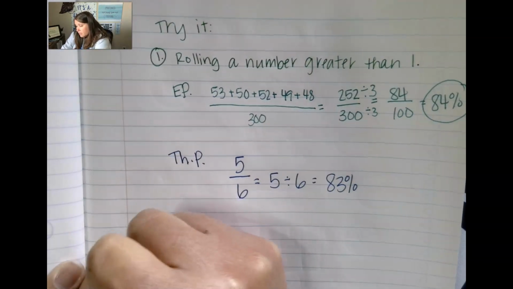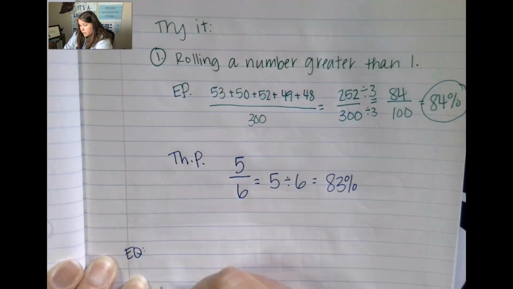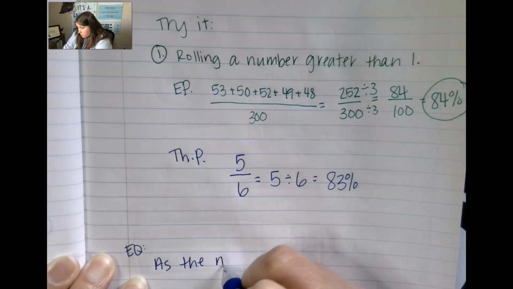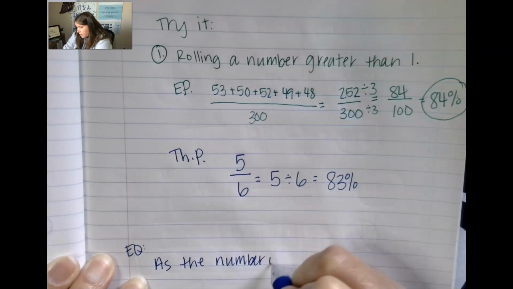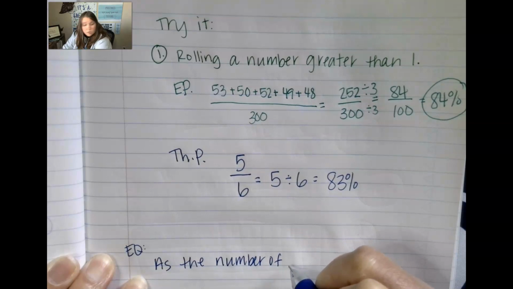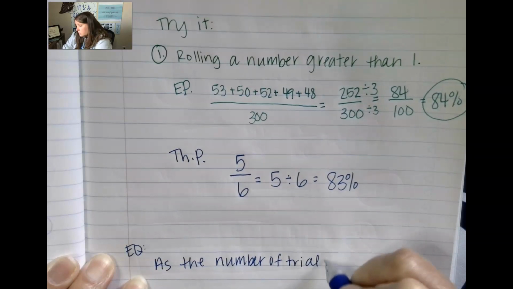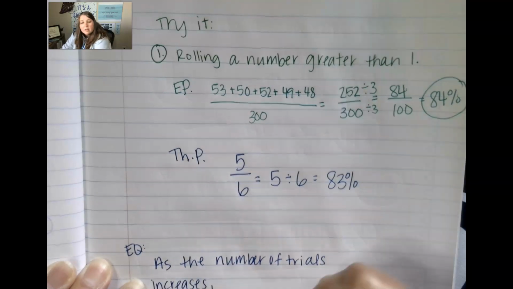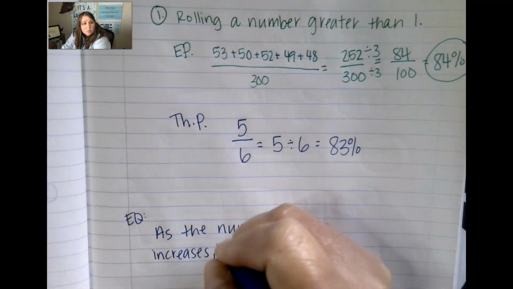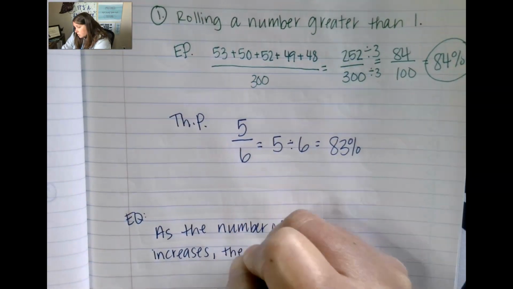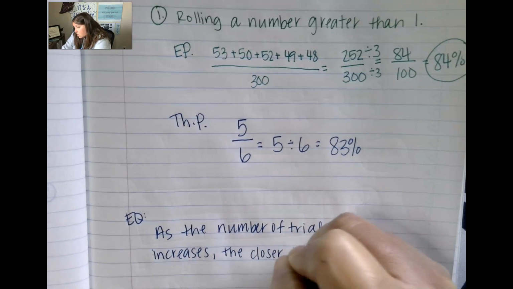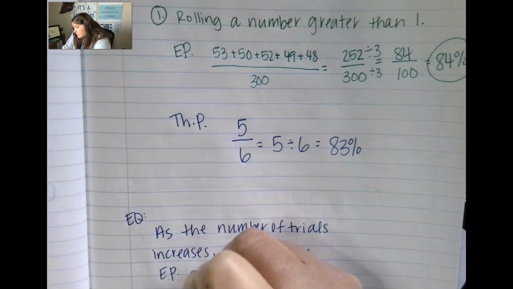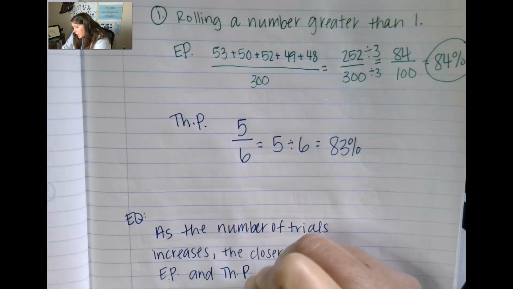So as the number of trials increases, the experimental probability gets closer to the theoretical probability. So how do we compare them? It says that as the number of trials increases, so as we do more trials, the closer the experimental probability and theoretical probability get.